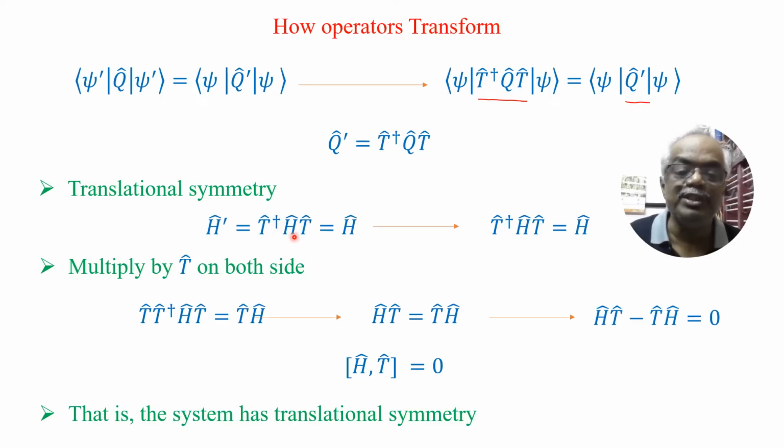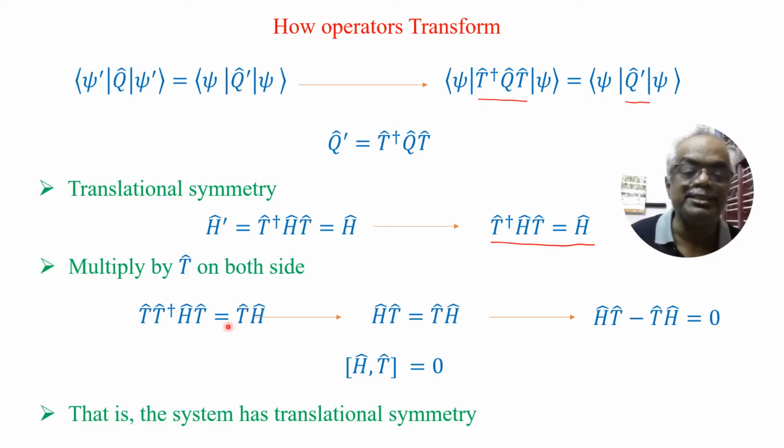Since this unitary operator preserves the norms, T dagger H hat T hat is equal to H hat, because it preserves the norms. That means we know that T dagger H T is equal to H hat.